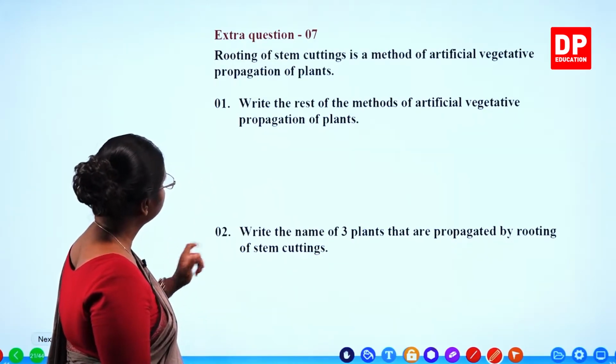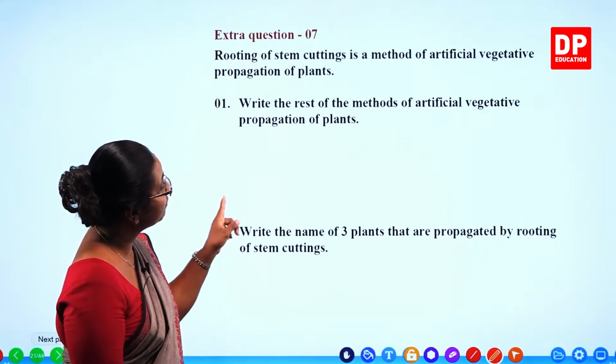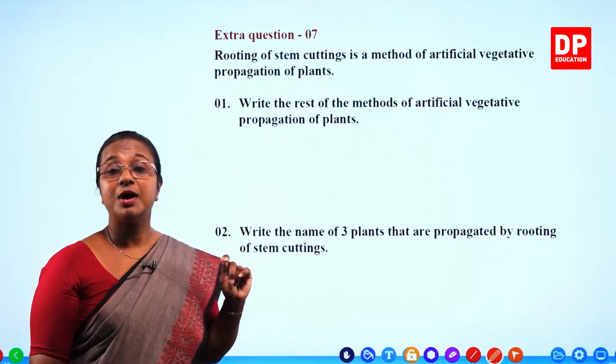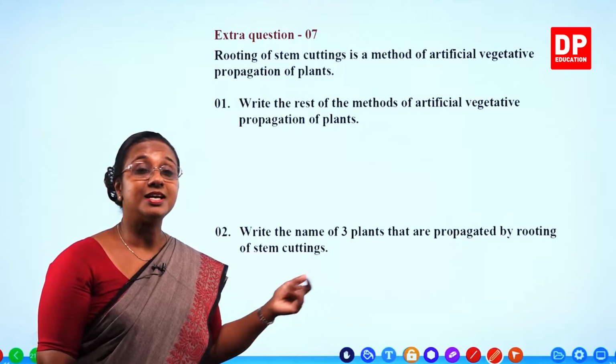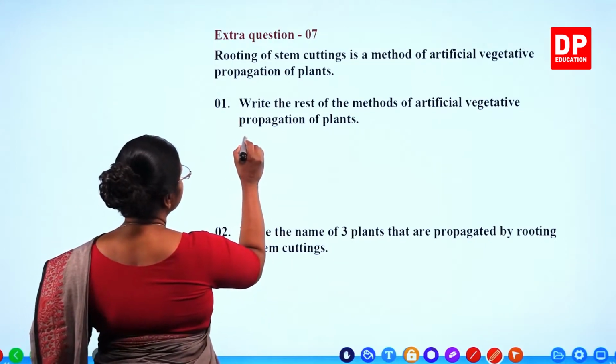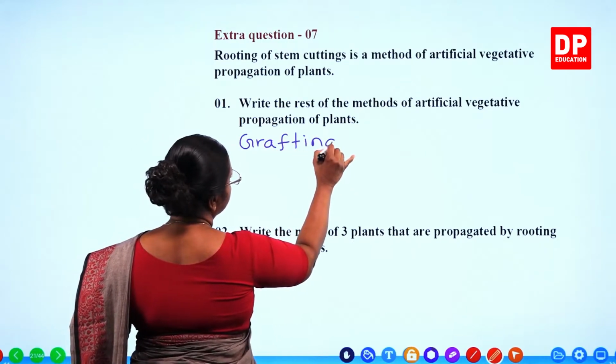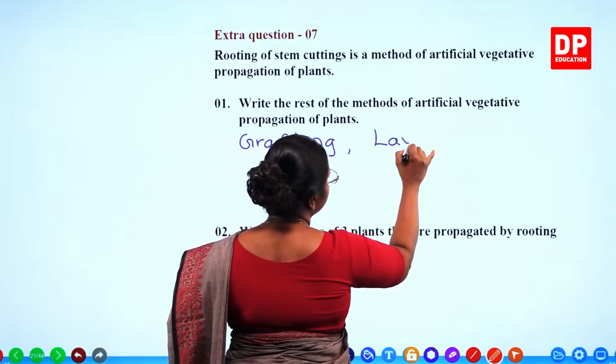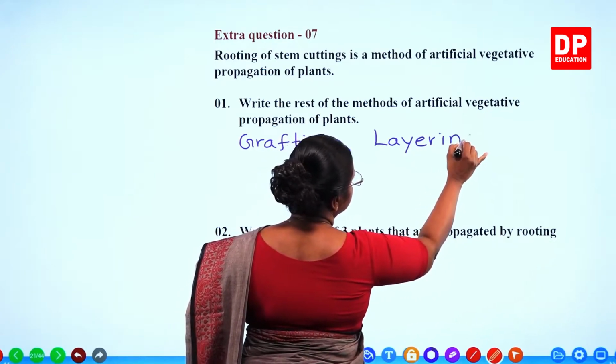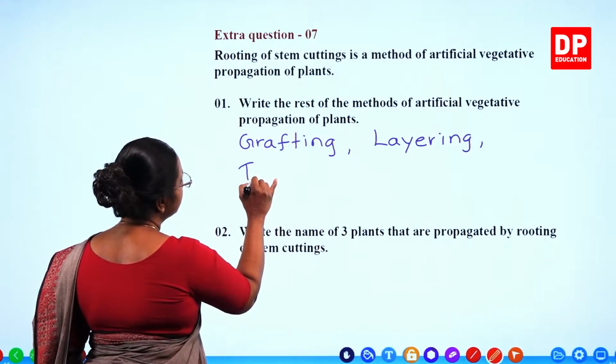The first question, write the rest of the methods of artificial vegetative propagation of plants. What are the other methods? I just told you all. One is grafting. Then we have layering. And there is tissue culture.